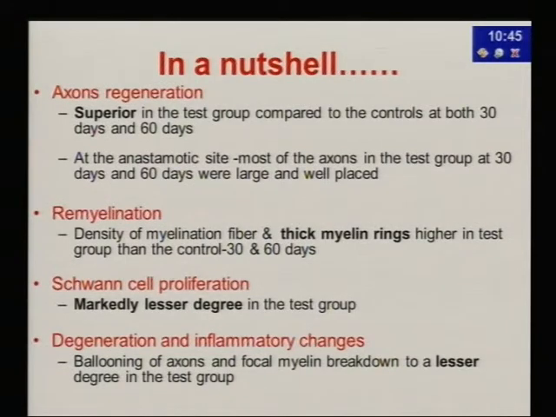So in a nutshell, we can say that axon regeneration is better. You get thick remyelination, less Schwann cell proliferation, and a lesser degree of degeneration and inflammatory changes in the group which received bone marrow mononuclear cells as compared to the control group.